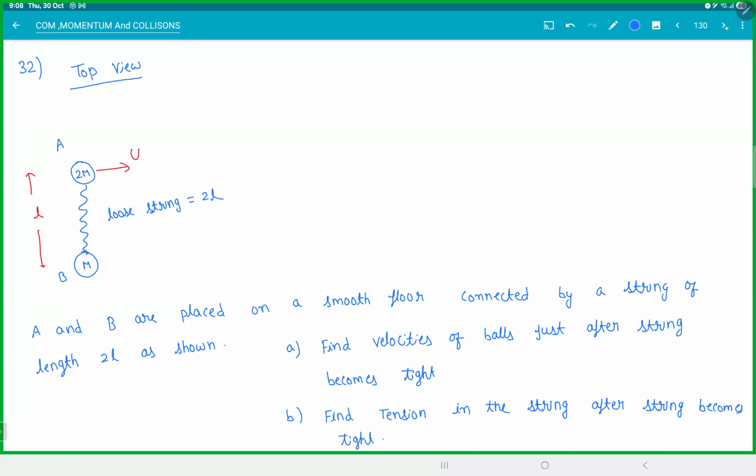Give me the tension. Sir, like the immediate tightening of the string or after some time? What happens at the immediate tightening of the string? Doesn't matter. After the string becomes tight, the tension is constant. No Aditi, both of the balls will have different speeds now.